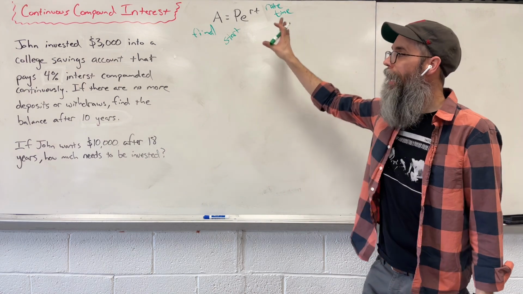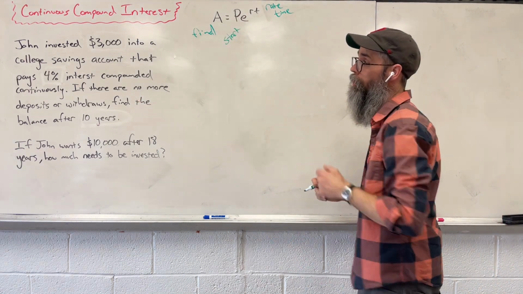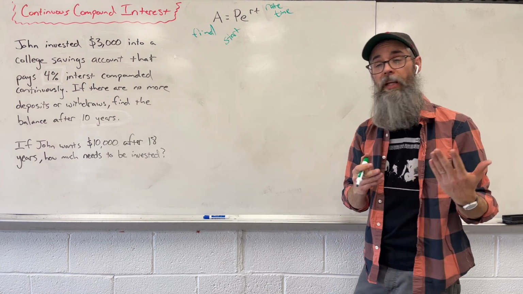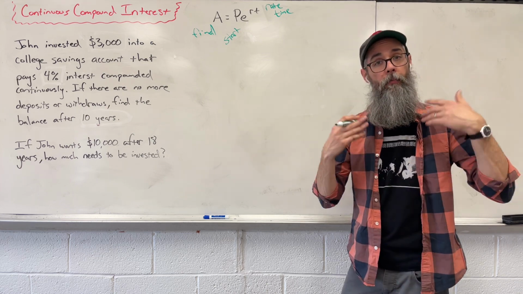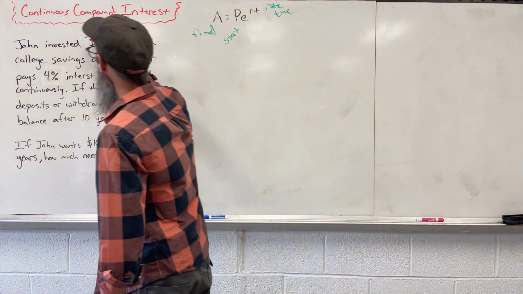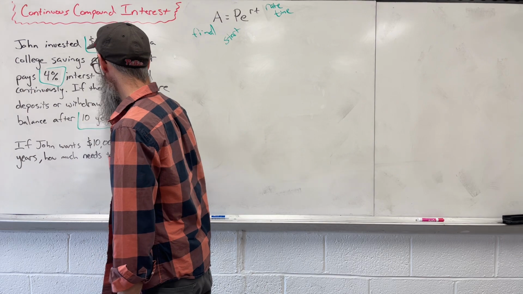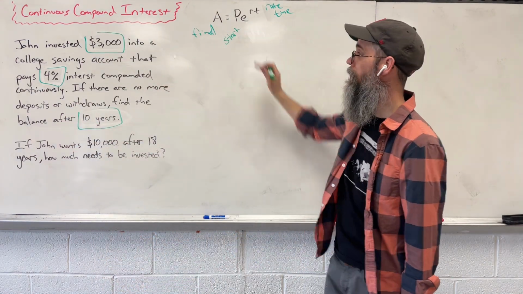Now, we know what we have. We need to find all this information within here. So let's take a look at the problem. John invested $3,000 into a college savings account that pays 4% interest compounded continuously. There's no more money getting put in or taken out. What's the balance after 10 years? So we need to know how much we start with, what's our rate, what's our time frame. Let's take those three numbers and drop them into this.